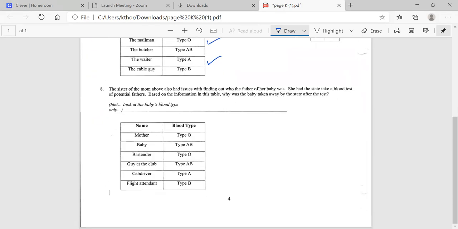The sister of the mom above also had issues with finding out who the father of the baby was. She had the state take a blood test of potential fathers. Based on the information in this table, why was the baby taken away by the state after the test? So the mother is type O. The baby is type AB. The bartender is type O, so he cannot be the father. That wouldn't work. The guy at the club, he's AB. That wouldn't work. Cab driver is type A. There's nowhere to get the B. The flight attendant is type B. Where did the A come from? The reason they took it away is because she is not the mother. In none of those combinations could the baby be AB. So she is not the mother.